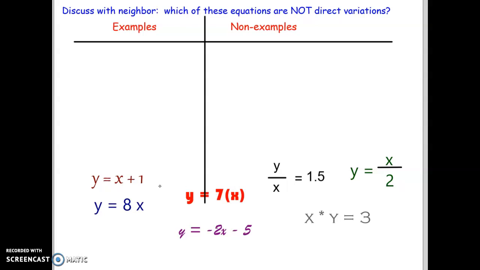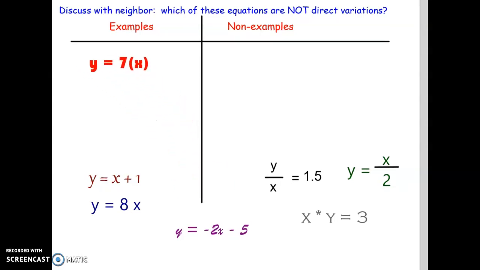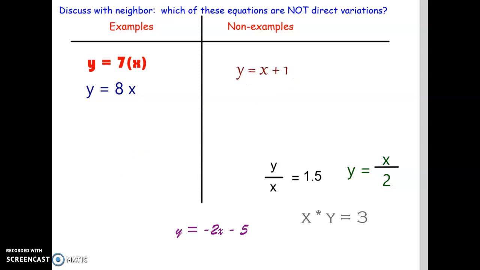All right, here we go. Probably the best example of a direct variation is the highlighted one. It's just y equals 7x, a constant times x. This blue one is another good example. This brown one is not, because it has a y-intercept. Direct variations have y-intercepts of 0. So this one is linear but not a direct variation. Same thing with the purple one.